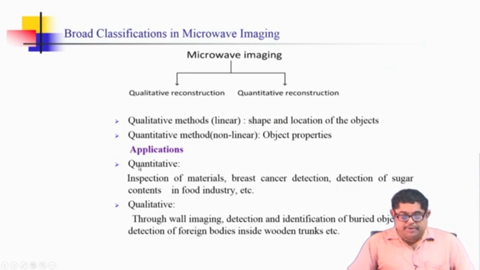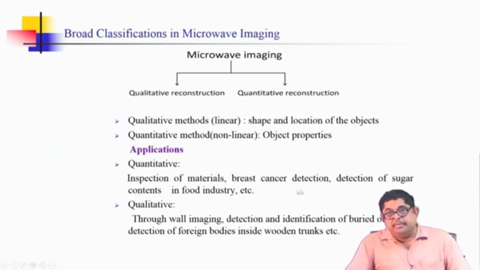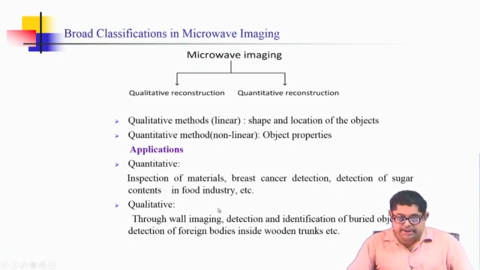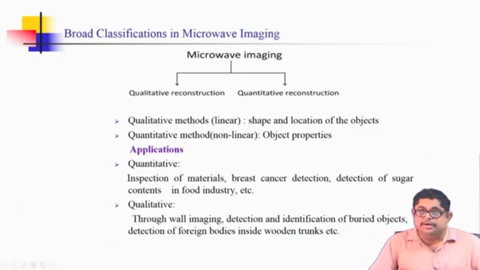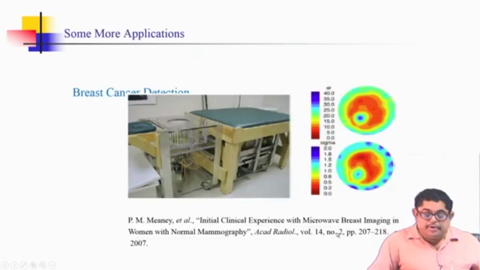Now, application-wise, I have listed that the quantitative methods are used for inspection of materials, breast cancer detection, detection of sugar content in the food industry, etcetera. For qualitative methods, the examples are through-wall imaging, detection and identification of buried objects, detection of foreign bodies inside wooden trunks, etcetera.